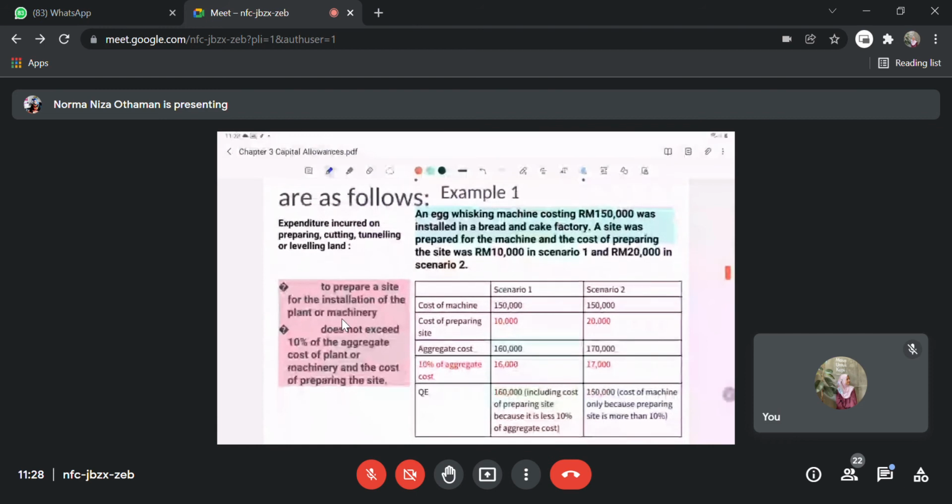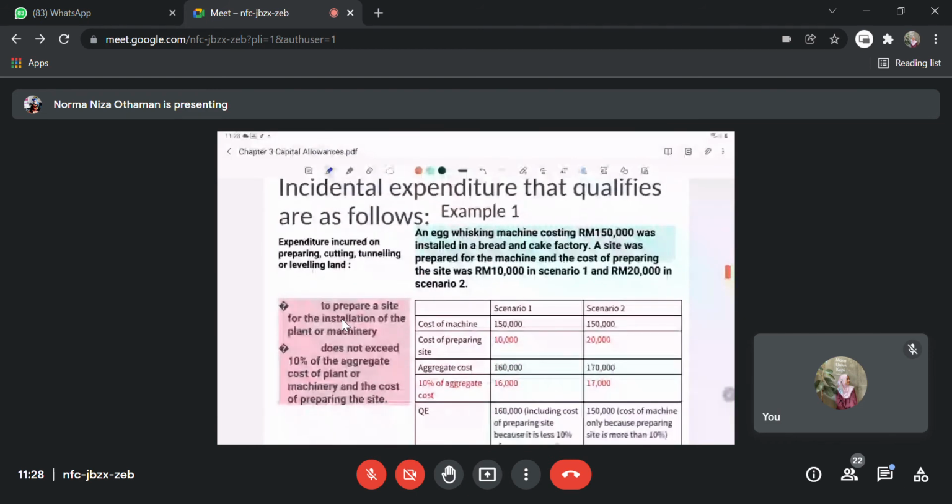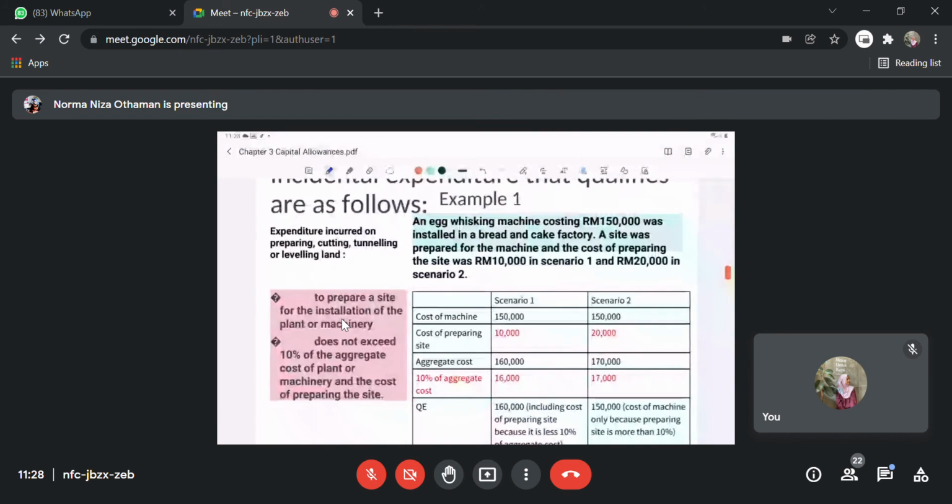Alright, so kita tengok contoh lah. The example of 10% rules, yang pertama tadi, remember 10% rules only apply for cost of preparing site sahaja. Okay, so contoh dekat sini kita ambil, dia bagi an egg whisking machine costing of 150,000 was installed in a bread and cake factory. A site was prepared for the machine and cost of preparing site was 10,000. Okay, so dia bagi scenario 1 lah. Scenario 1, cost of preparing site dia 10,000. Scenario 2, cost of preparing site dia 20,000.